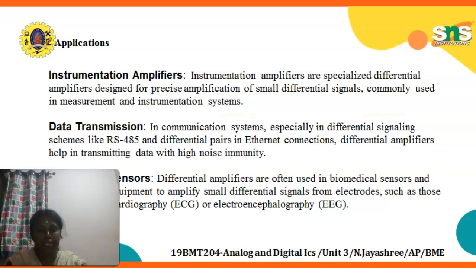Next one is biomedical sensors. Differential amplifiers are often used in biomedical sensors and measurement equipment to amplify small differential signals from electrodes, such as those used in electrocardiography, that is ECG, and electroencephalography, EEG. Okay, so the applications are instrumentation amplifiers, data transmission, and biomedical sensors.